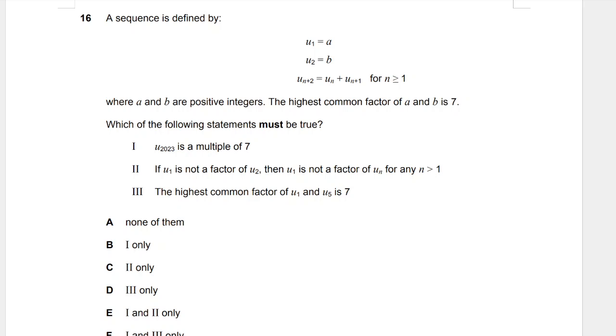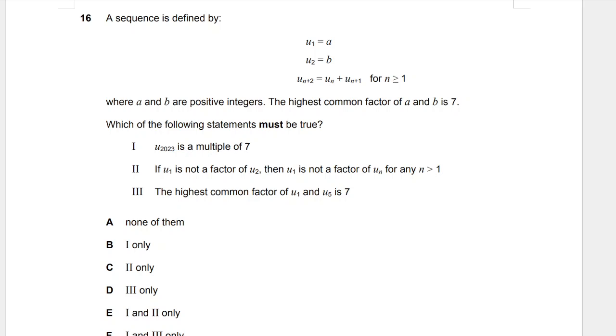Statement 1. u2023 is a multiple of 7. Is that true? Okay, so let's have a think. a and b are both multiples of 7. So if I have u3, well, u3 comes from u1 plus u2, right? If I add them together, I get another multiple of 7. A multiple of 7 plus a multiple of 7 is always a multiple of 7. So by induction, or whatever method you fancy, every single term in this sequence is indeed a multiple of 7. So statement 1 is definitely true, the proof is clear there.